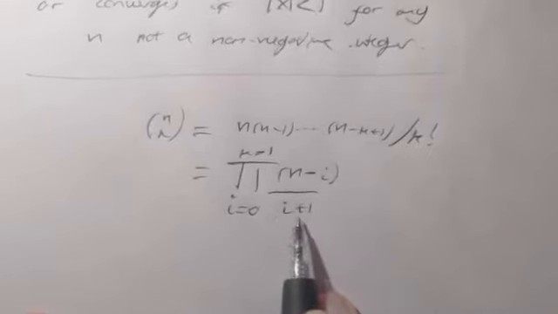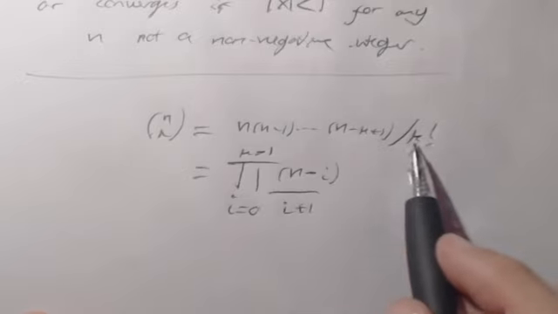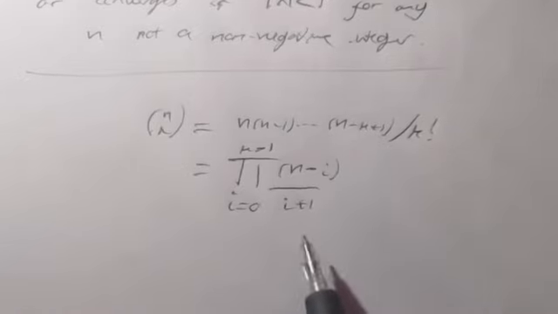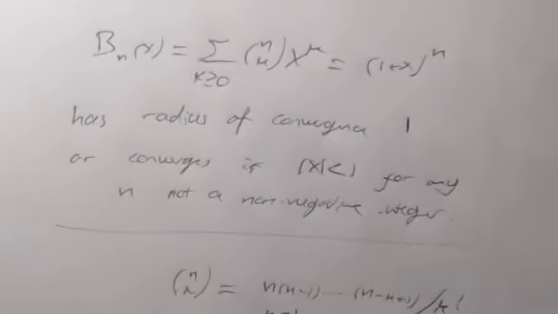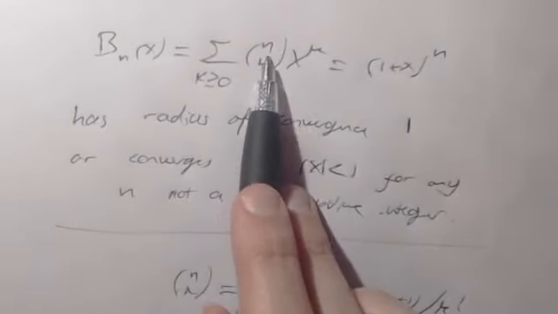And the i plus 1 is just going from 1 to k, and you get 1 times 2 times 3 times 4, and so on, until you get k factorial on the bottom. So it's the same thing. And so in the ratio test, what we do is we look at the ratio between consecutive terms in the power series and see if a limit exists. So we consider the limit as k goes to infinity of (n plus 1 choose k) over (n choose k).